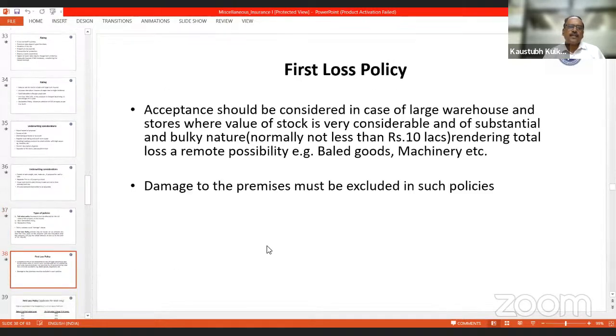The first loss policy acceptance should be considered in case of large warehouses and stores where value of stock is very considerable and substantial, maybe bulky in nature, rendering total loss a remote possibility. The example given is machinery or bulk goods. Damage to the premises must be excluded in such policies. So here, the damage to the premises as an additional coverage has to be excluded.